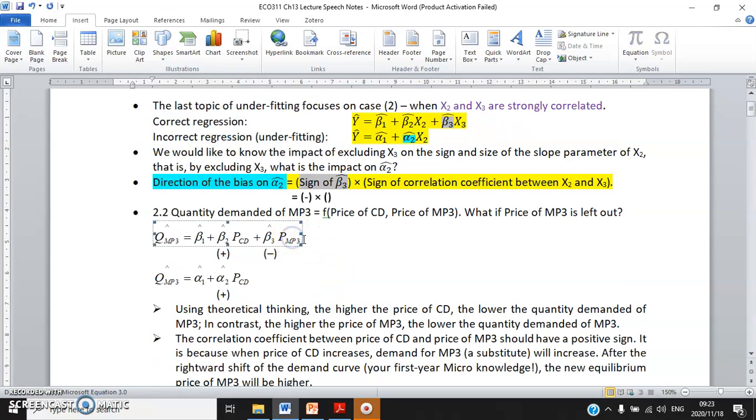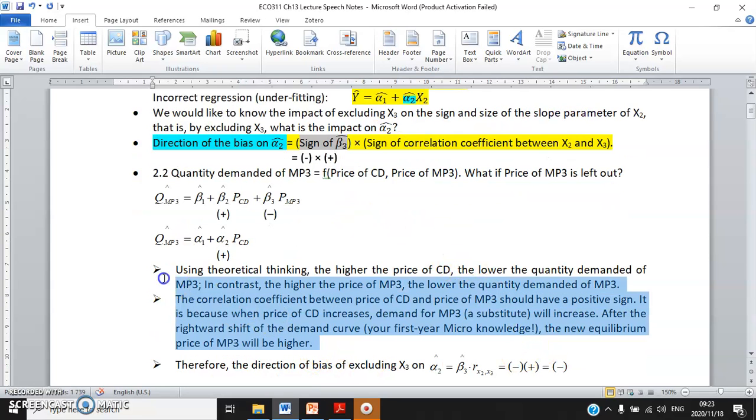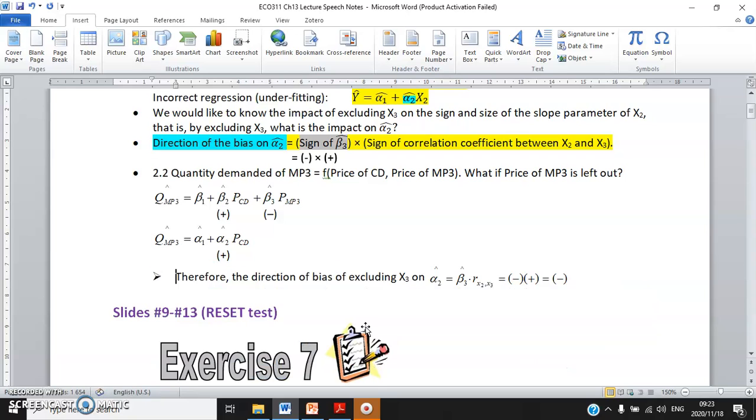Yeah, because using your first year's micro knowledge, if the price of MP3 increases, it becomes more expensive, wouldn't people purchase CD instead? Then it means there's an increase of demand for CD, then the demand curve of the CD would shift rightwards. Then at the new equilibrium, the price of CD would also increase. So it means when the price of MP3 increases, it is just a matter of time before the price of CD would also increase. Then it means there is a positive correlation between X2 and X3. Okay, I think the explanation is quite clear in the bullet.